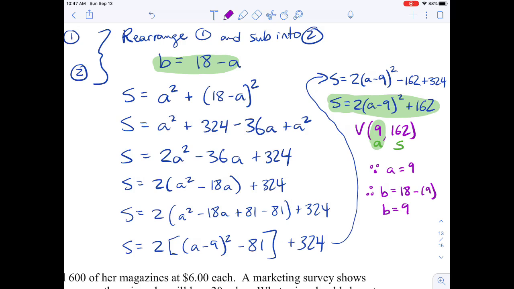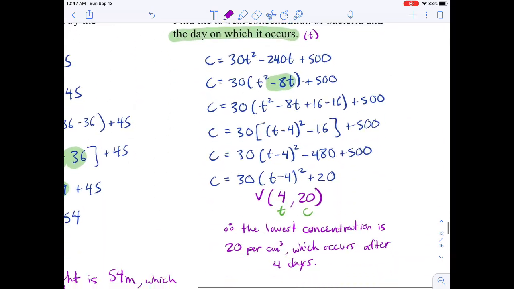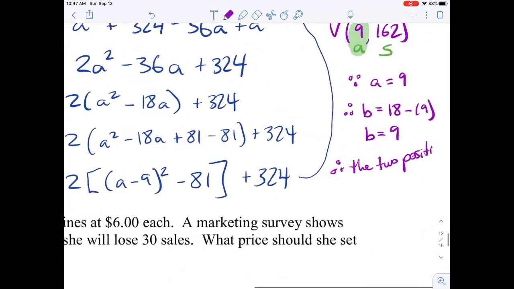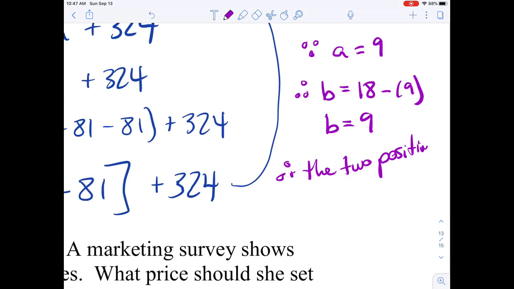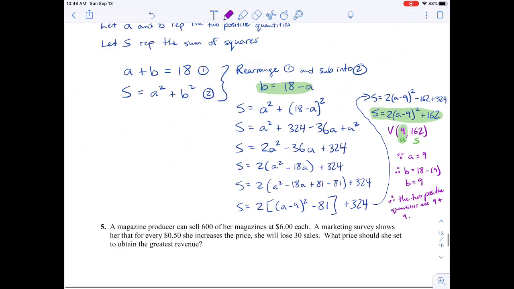So they obviously both add to 18, and it turns out if you take each of them and square them and add them, that is the smallest combination of numbers that add to 18 that will do that. So we summarize the whole thing and say, therefore, the two positive quantities are 9 and 9. In other words, they're both 9s.